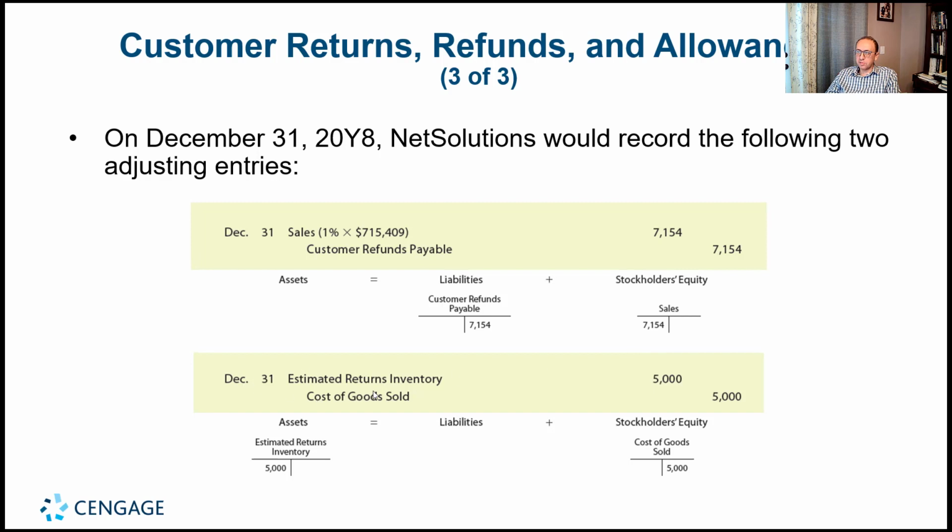Then we have the estimated returns inventory of $5,000. That's debited, and we credit the cost of goods sold. So that way we also reduce the amount of cost of goods sold related to these expected returns.